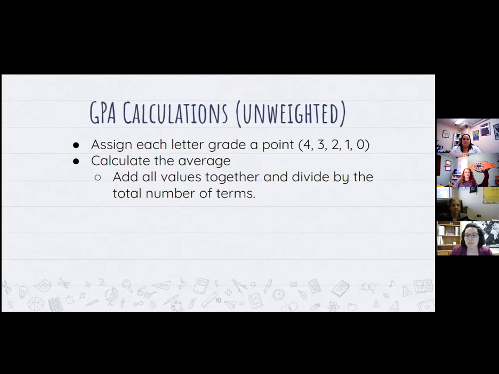To calculate GPA, each letter is assigned a point, and you calculate the average. It's a grade point average, which is a math word. So you add all the values together of the classes that you took and the grades you earned, and then you divide it by the total number of terms. And we're going to look at how to calculate that in just a minute.